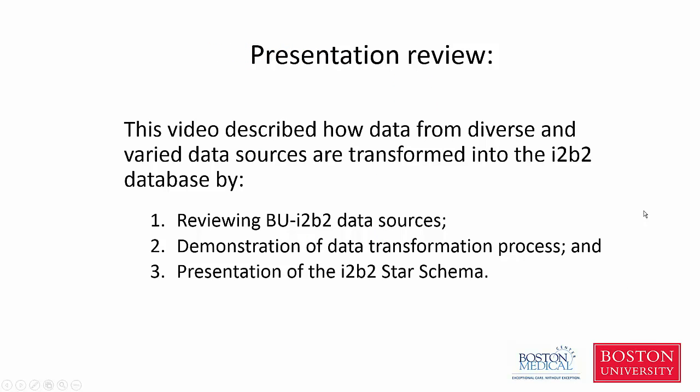So I hope this video has been helpful. In this video we tried to describe how data from diverse and varied data sources are transformed into the i2b2 database. We first reviewed some of the BU i2b2 data sources that we have. I then demonstrated how the data transformation process works, and finally I gave you a brief overview of the i2b2 star schema. And in this way I think you can understand how a complex and varied collection of data can be organized into a well-structured, standardized data format.